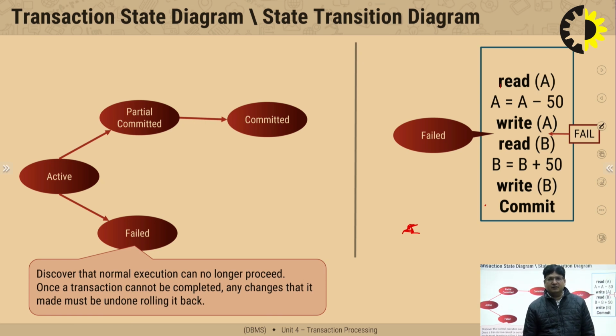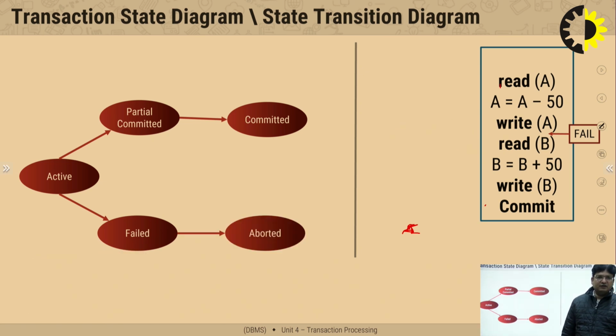Suppose it has changed some values, then we will be retrieving the old values. Now in our example, if after completing write A the transaction fails, then what will we do? The changed value of A must be reflected back to the previous value. The value has now become 450, and it must be changed back again to 500 because the failure has occurred. Now the failure may be due to a variety of reasons.